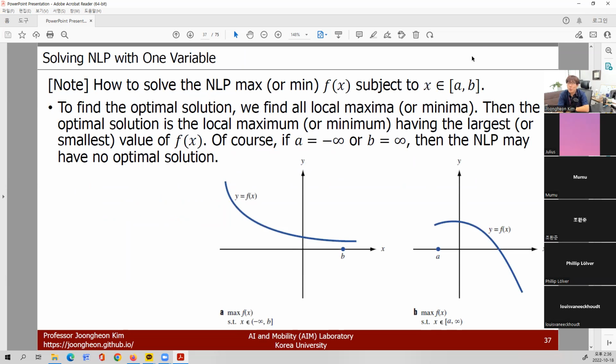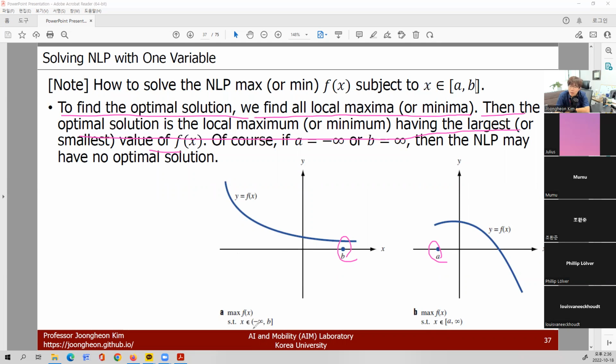To find the optimal solution, how do we solve nonlinear programming problems for maximization or minimization with a given interval A and B? So here you have the given interval A and B. Here you have B, you have A. To find the optimal solution, we find all local maxima or minima. Then the optimal solution is the local maximum having the largest value of the function.